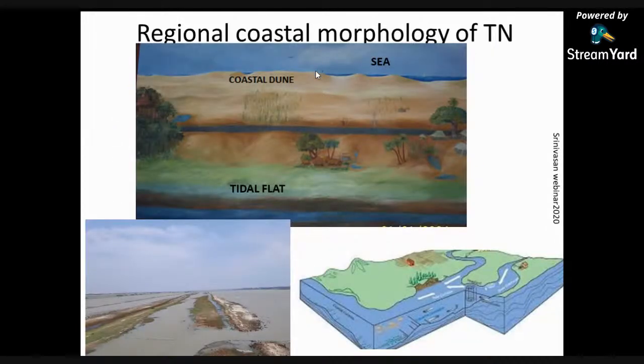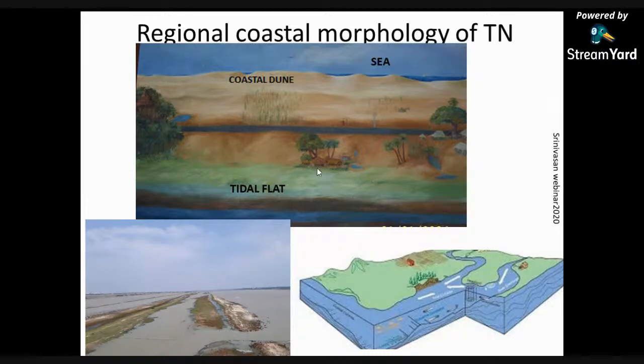So for example, this is the sea. On the coastal side, we get some dunes, coastal dune. We all know the East Coast Road. This is the East Coast Road, a conceptual diagram where you get a dune. On the dune itself, the road runs. Then adjoining further, to the west of that, where the Buckingham Canal is, they are all called tidal flat.